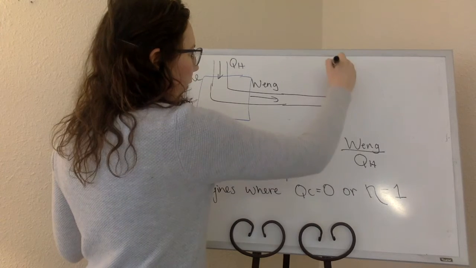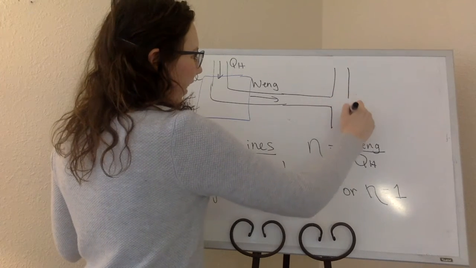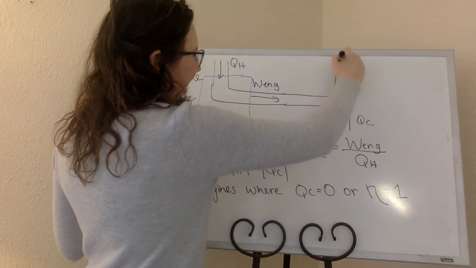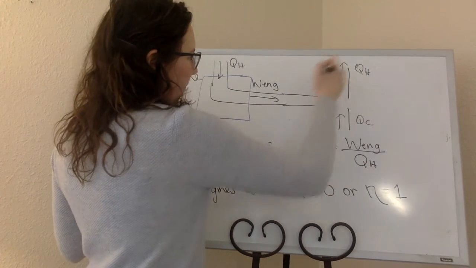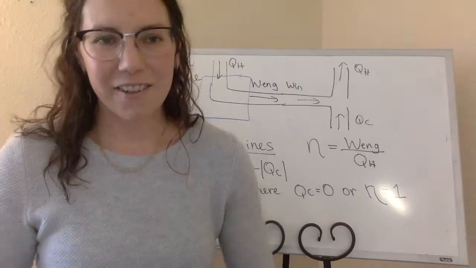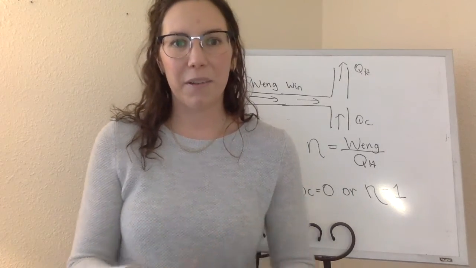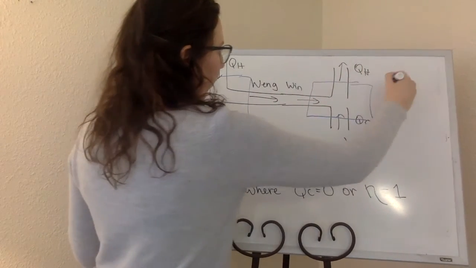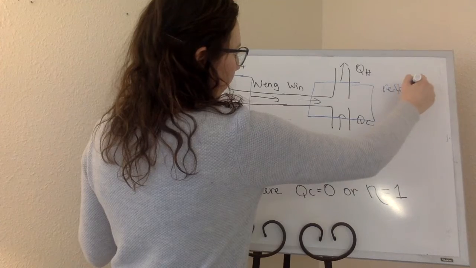So it connects to the refrigerator, and in the refrigerator, we're going to have QC coming in from the cold reservoir and going out as QH. And that's Wn. So we're using the heat engine to do the work to operate the refrigerator. And this is the refrigerator here. And this is just a regular refrigerator, not perfectly efficient, as I said.